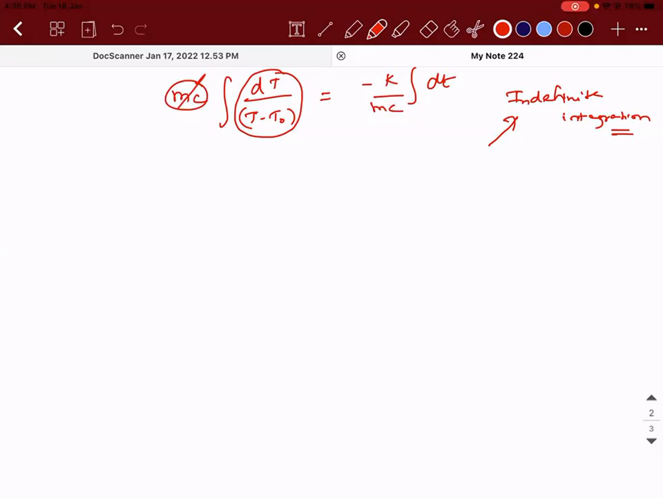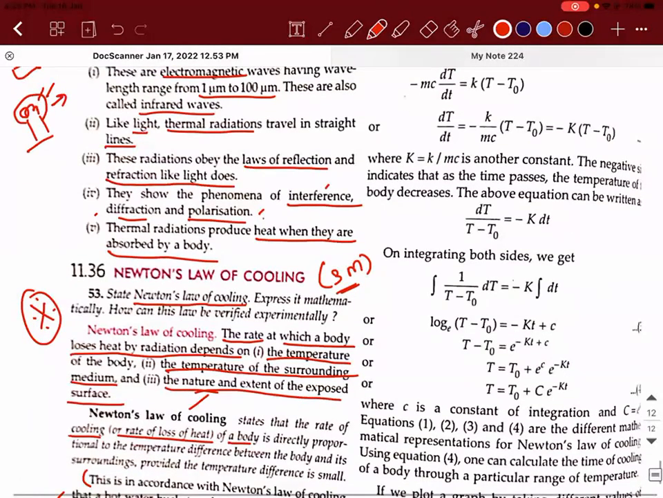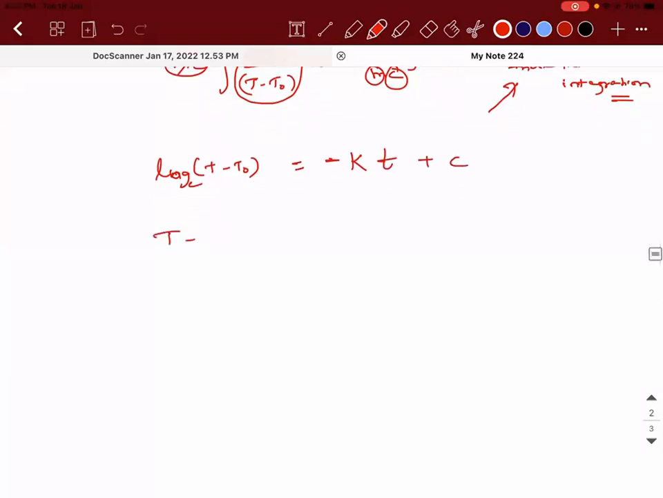Okay. So integral of dt divided by (t minus t naught) is ln of (t minus t naught), log base e, is equal to k, which is a constant. Mass of the object is constant, specific heat is a constant. So you can call this some other constant into small t plus c. Now tell me what will happen to t minus t naught. So t minus t naught will be equal to e power minus kt plus c. So this will be e power kt into e power c.